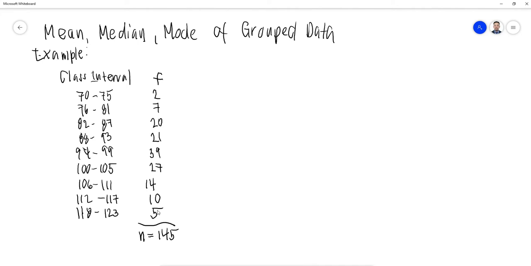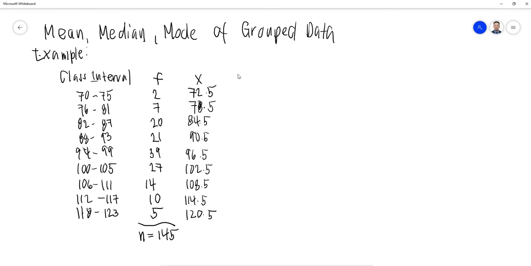Next, we will create another column which is called x midpoint or the class mark. We will get the average of class intervals, 70 plus 75 divided by 2, that is 72.5. Next row, 76 plus 81 divided by 2, and that is 78.5. Next, we will do the rest of the rows.